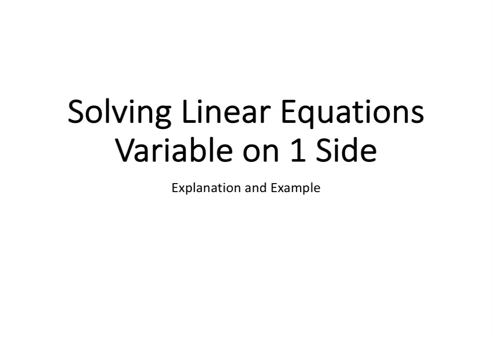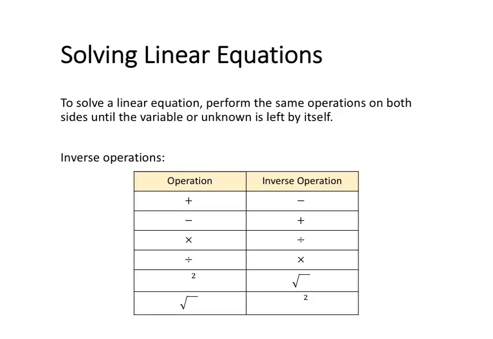In this video, we're going to have a look at solving linear equations with an unknown variable on one side. To solve a linear equation, we need to isolate the variable by itself on one side of the equation. We do this by doing a series of inverse operations to get rid of all the other operations that are currently on that same side.